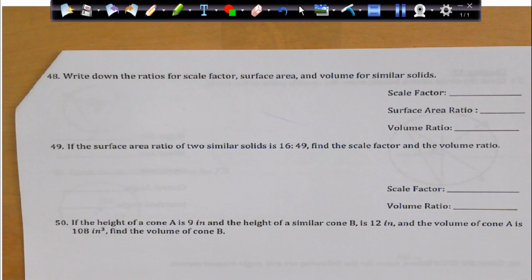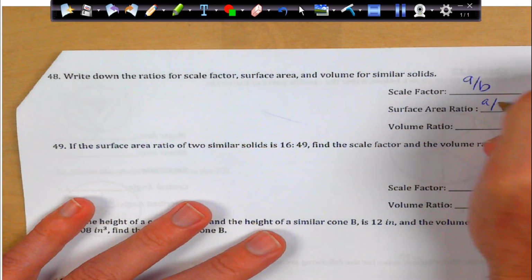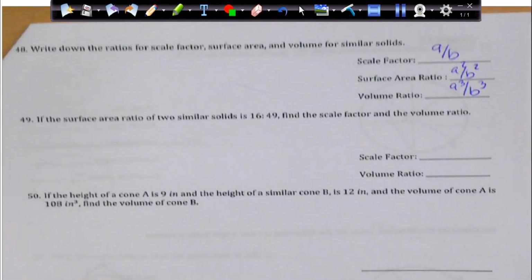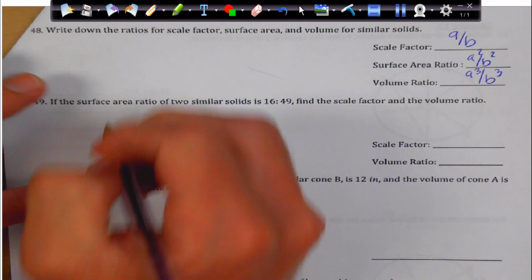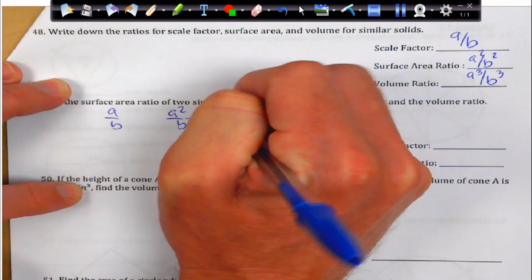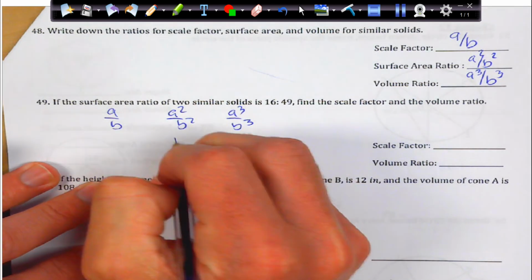Write down the scale factor, surface area, and volume. This is pretty easy: 1 dimension, 2 dimension, and 3 dimension. Okay. The surface areas of 2 similar solids is 16 to 49. Find the other. So I'm going to show how I normally like to set this up. So these are my different guys. So this is 16 over 49.